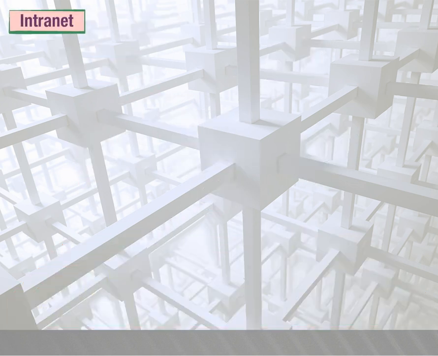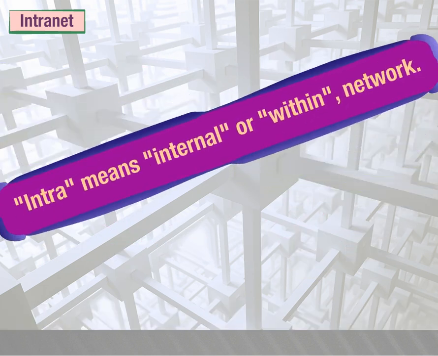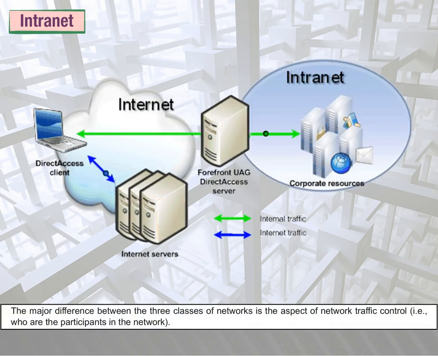Intranet. Intranet, extranet, and the Internet are all networks of networks. Intra means internal or within, plus network. The major difference between the three classes of network is the aspect of network traffic control, that is, who are the participants in the network.